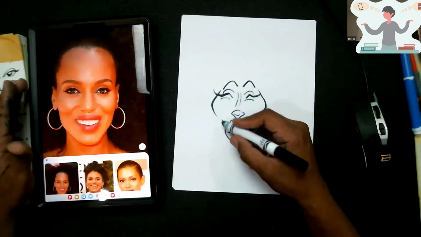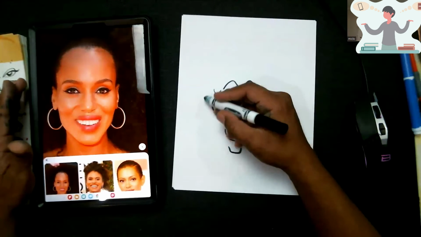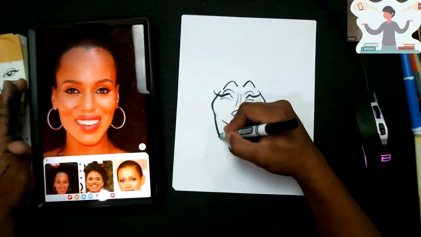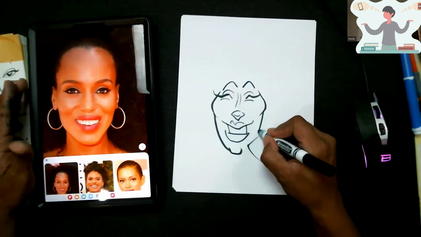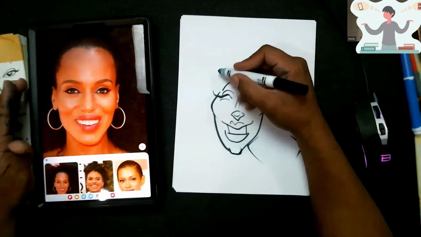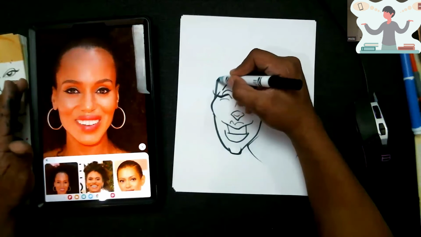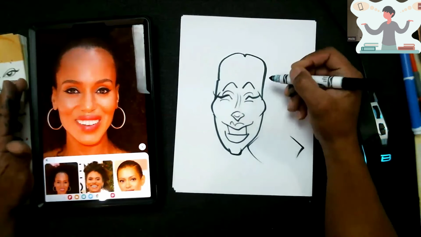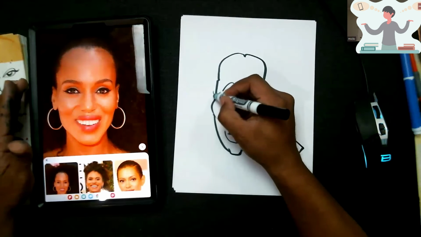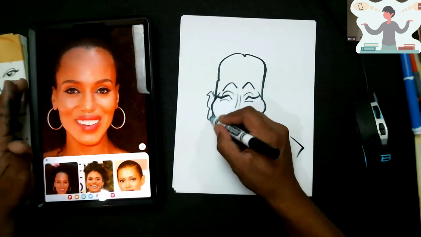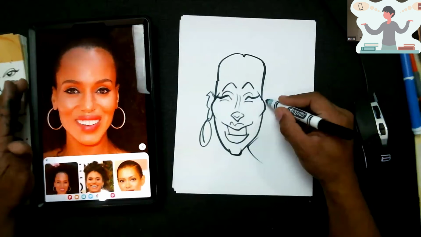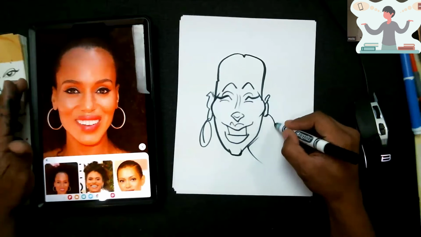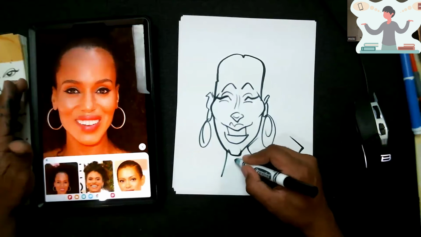So now all I have to do is taper it. Right? And make it tapered and thin here. And add some ear shape. And a neck.